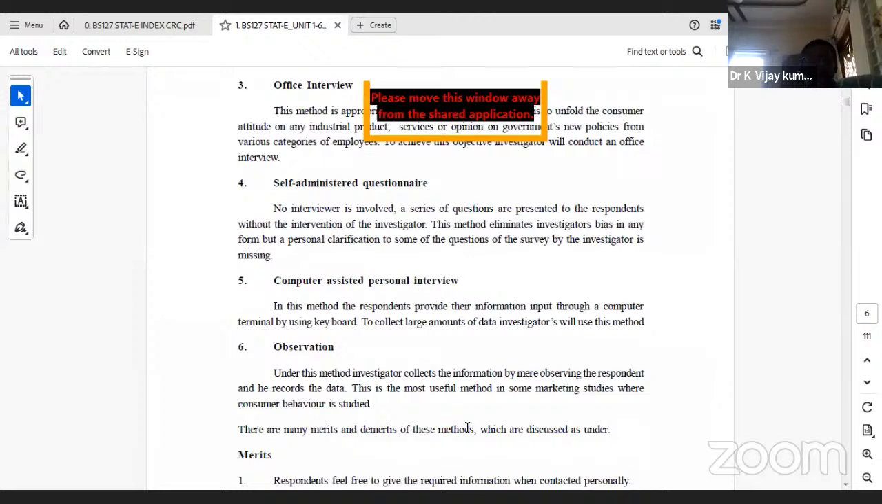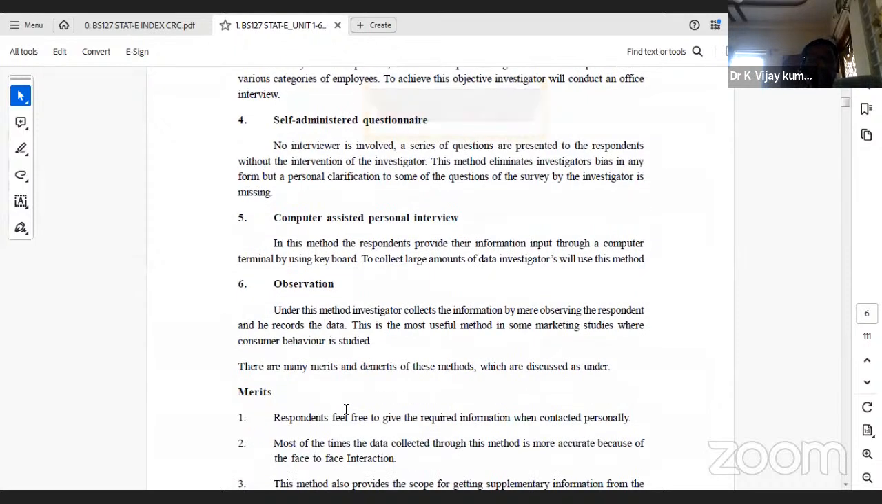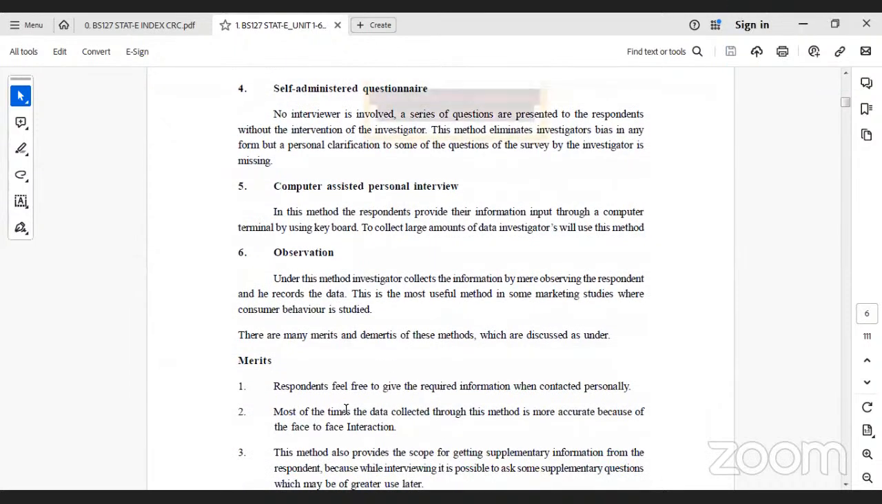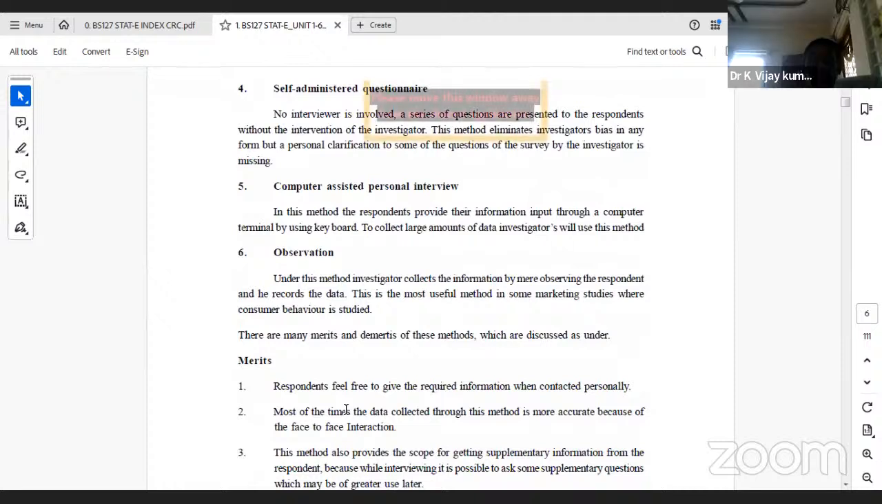Observation. Under this method the investigator collects more information by merely observing the respondent and records the data here. So this is the most useful method in marketing studies, where consumer behavior is studied. There are many merits and demerits of these methods which are discussed. And what are the merits and demerits, let's see once.